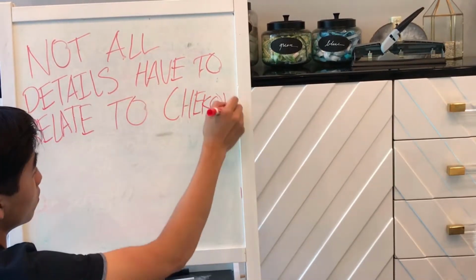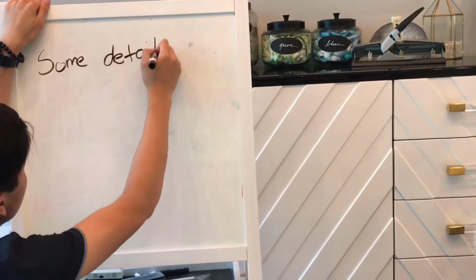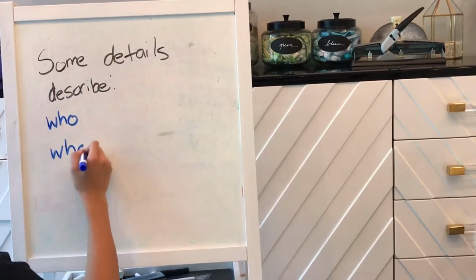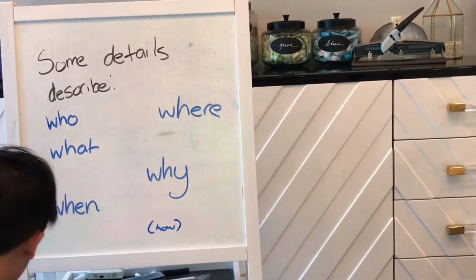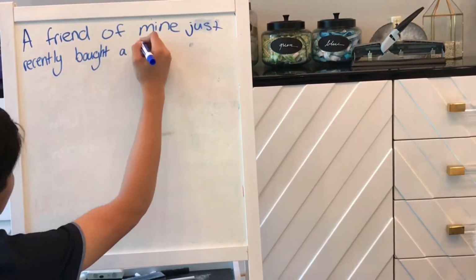Here's an important note, however. Not all details have to relate to Chekhov's gun. Some important details describe who, what, when, where, and why, and also sometimes how. These details are still important because they help the reader picture the image in their mind. Let's look at a more fleshed out version of the story.